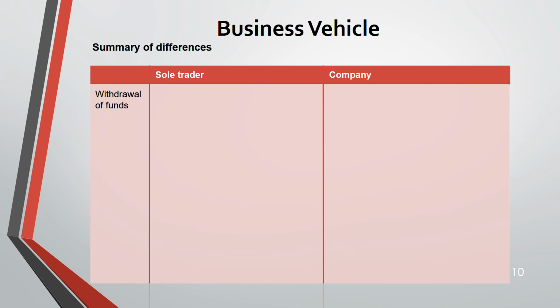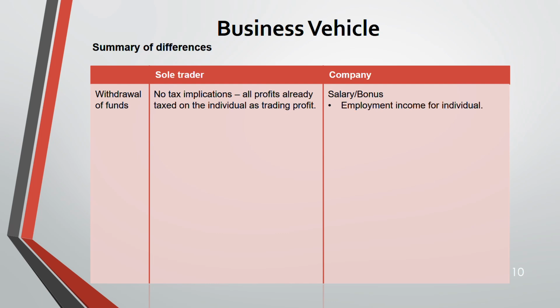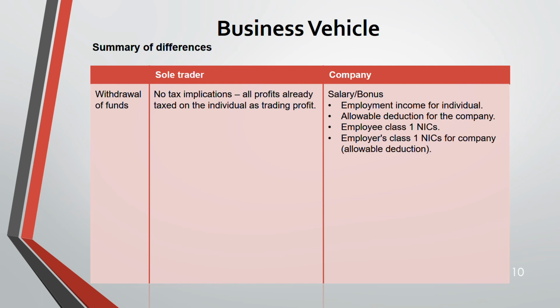Now, withdrawal of funds. Third difference. There are no tax implications for a sole trader when withdrawing funds. Why? Your profit has already been taxed as trading profit. For a company, you can take the funds as a salary or a bonus, okay, as employment income. There are allowable deductions for companies. Employee class 1 NIC you have to pay. Employer's class 1 NIC you have to pay.